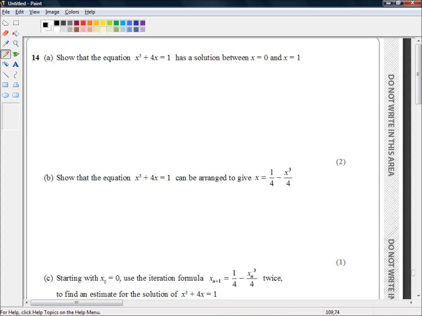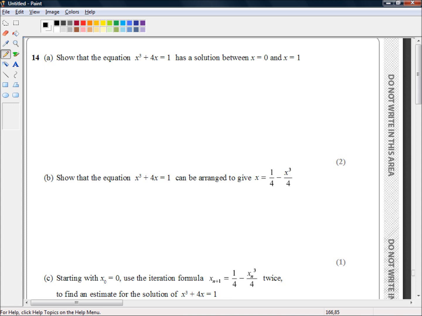This is paper 1MA1/3H and we're picking up in question 14. In 14a it says, show that the equation x cubed plus 4x equals 1 has a solution between x equals 0 and x equals 1.